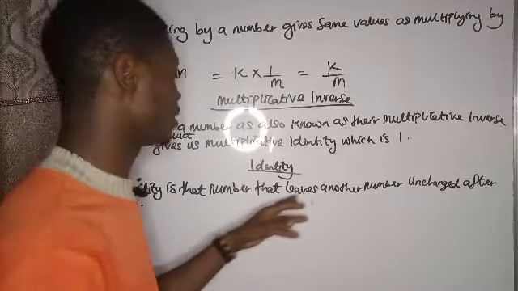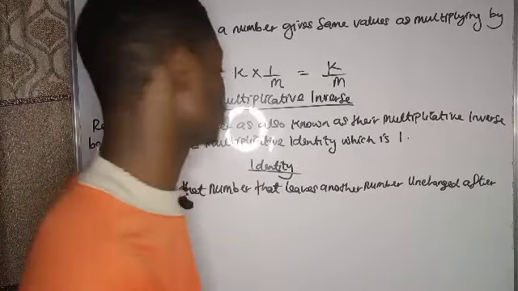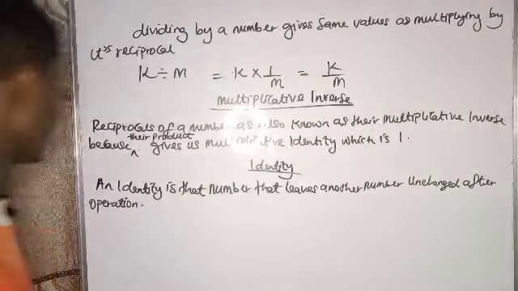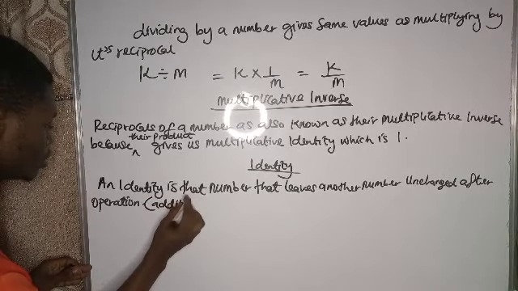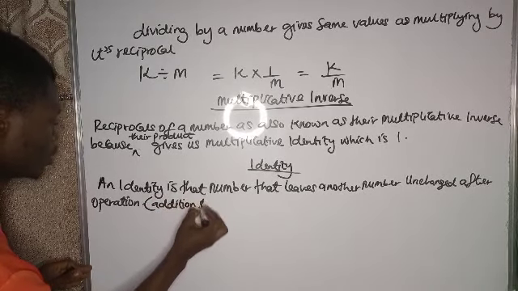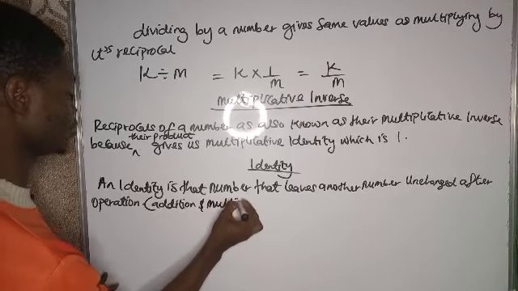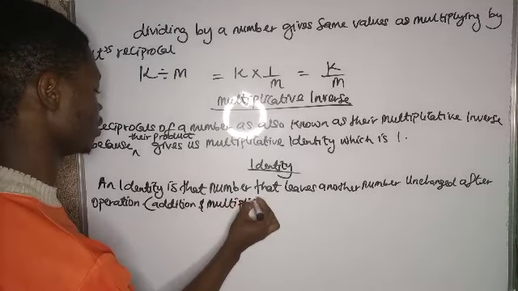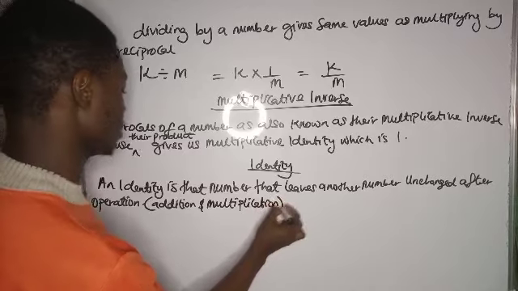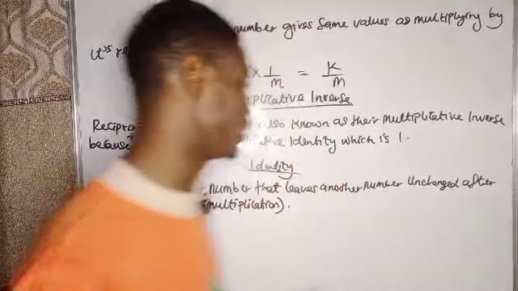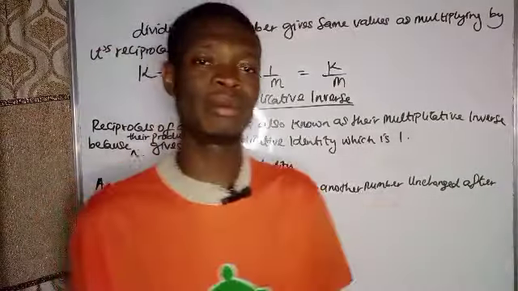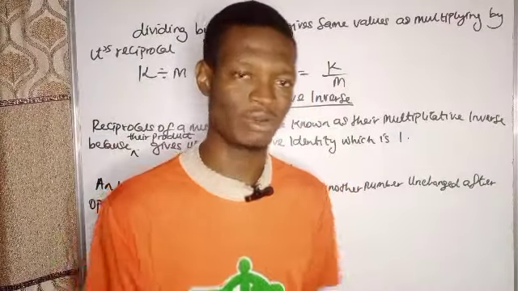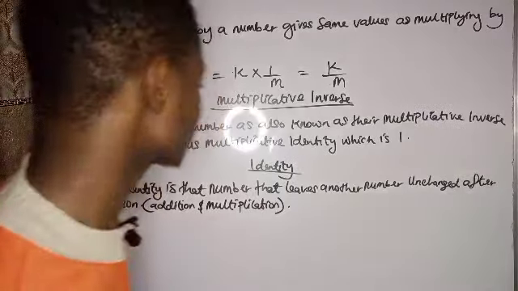So an identity is that number that leaves another number unchanged after what operation? Now, in parenthesis, addition and multiplication. You know that one is the only identity for multiplication, because one times any number gives us that number. So that's it.